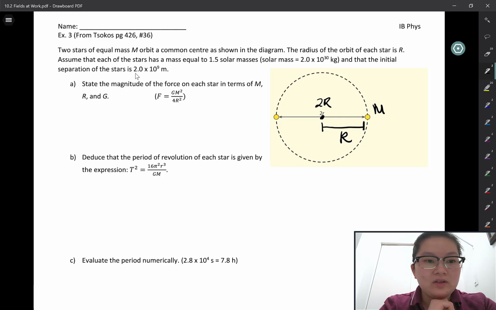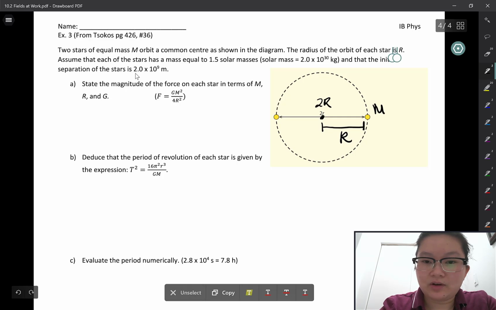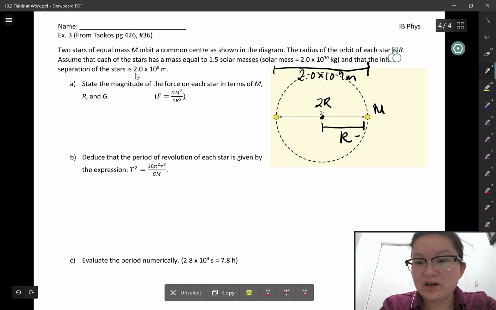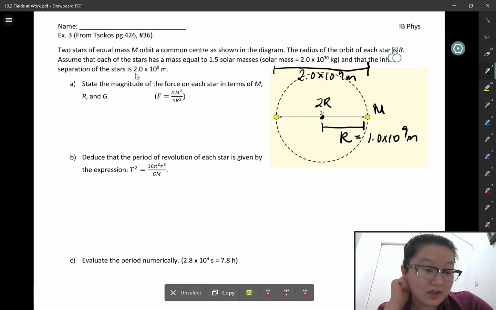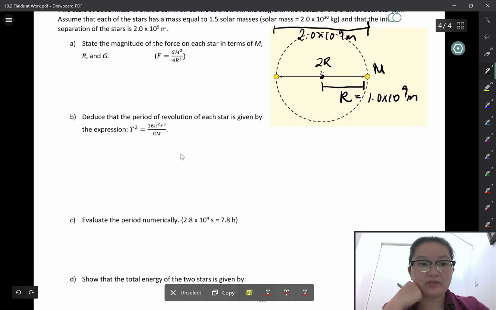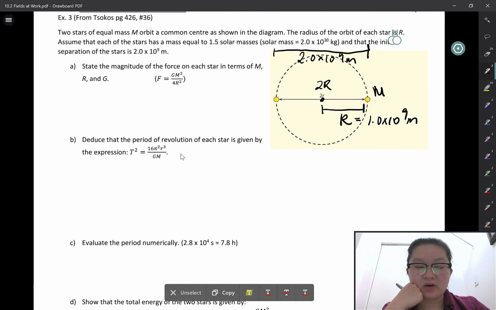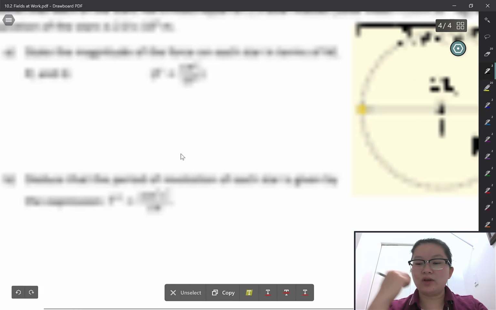The mass of the star is equivalent to 1.5 solar masses, so 1.5 times the mass of our sun, and the initial separation of the stars is 2 times 10 to the power of 9 meters. So this separation here, which is 2R, is equal to 2.0 times 10 to the power of 9 meters, in which the orbital radius is just going to be 1 times 10 to the power of 9 meters. Something to be careful of later. So in this video, I'm going to do all of example 3, which is parts A, B, C, D, and E. Pretty long, so let's quickly get to it.